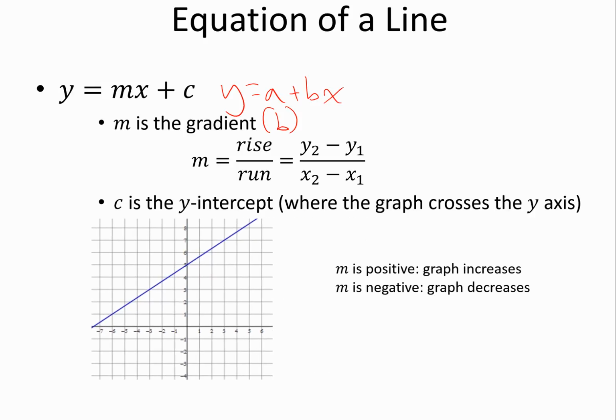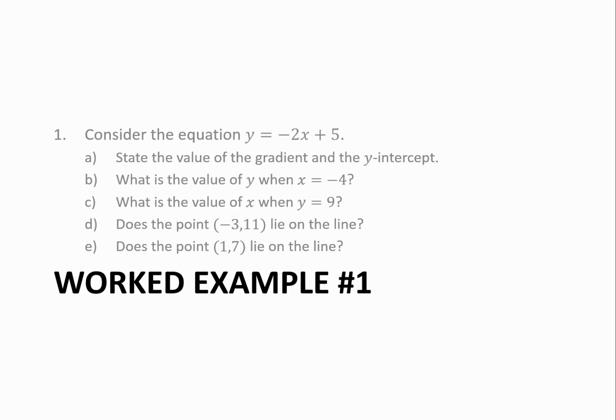If m is positive, the graph is increasing from left to right. So it looks like this example here. But if m is negative, the graph is going to be decreasing, or going down, from left to right. So m is negative and m is positive. Work through the first example and then come back once you're finished. You can check out the video if you'd like.